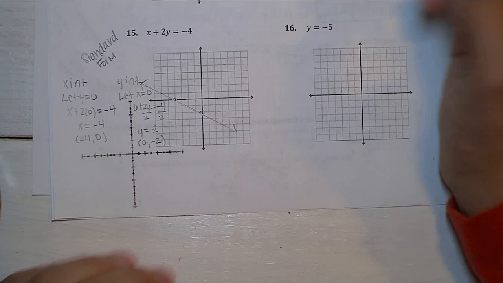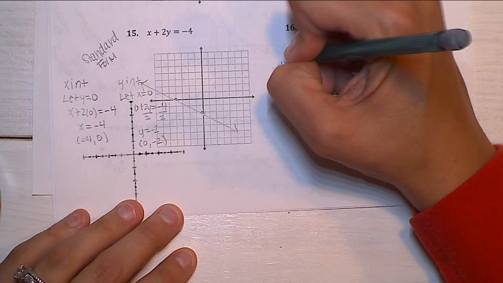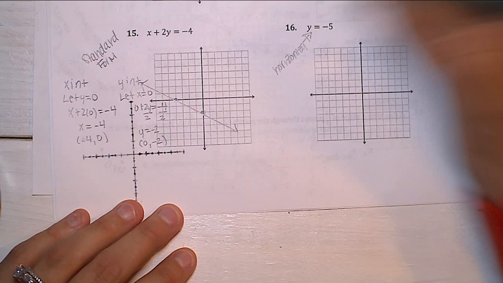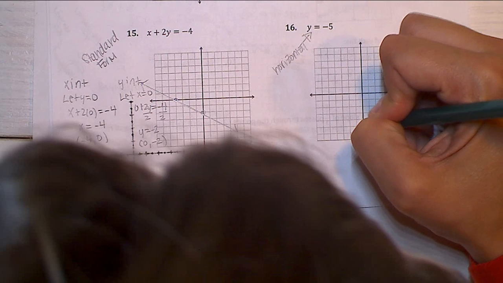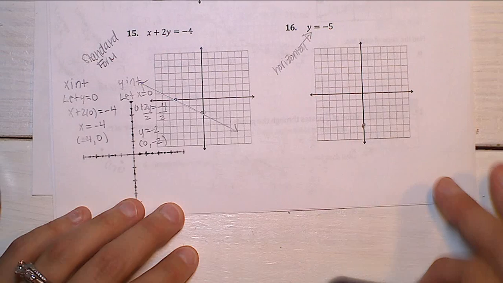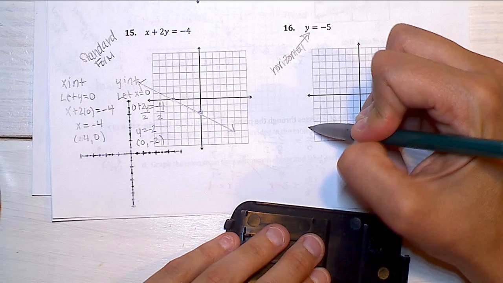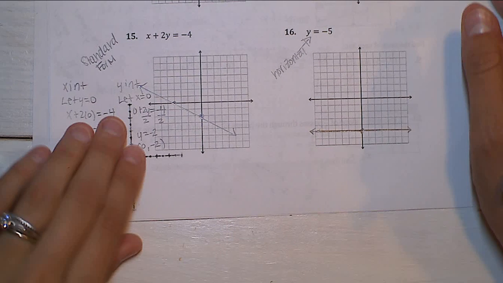Y equals equations are horizontal. X equals is vertical. So you plot a point at -5. Since it's y equals, it needs to go through the y-axis. Since it needs to go through the y-axis, it's going to be a horizontal line. It needs to slice across that y-axis. Do not make it go up and down. So those are some forms.